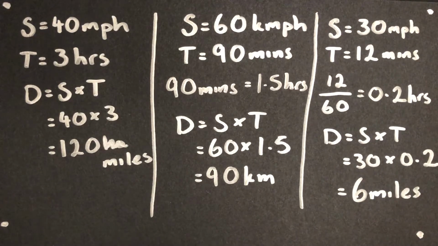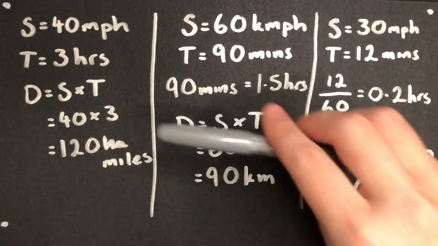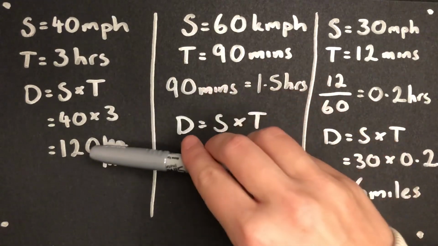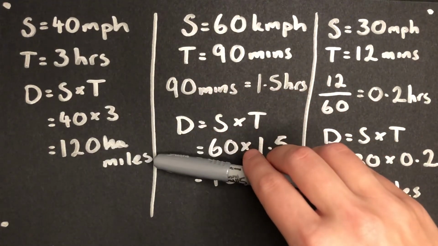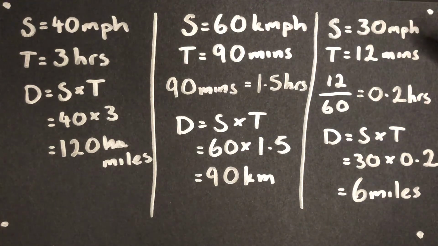Okay, and that is speed, distance, time. Well, the distance part of speed, distance, time. The main things to remember for all of them are 3 lines of working: formula, substitution, answer with unit. Make sure your units match up, and if you are converting from minutes to hours, you have to divide by 60. Okay, good luck.